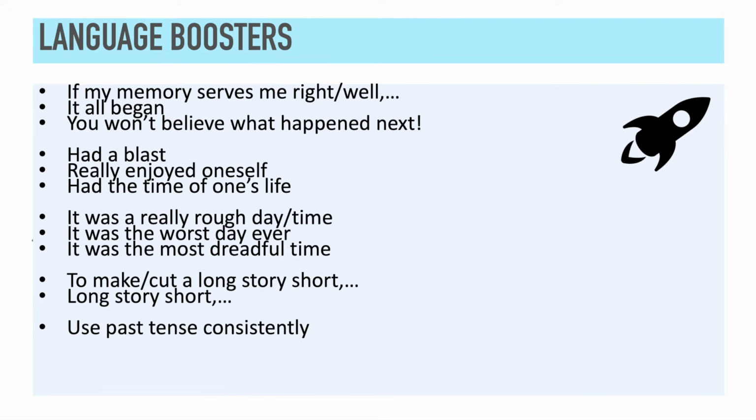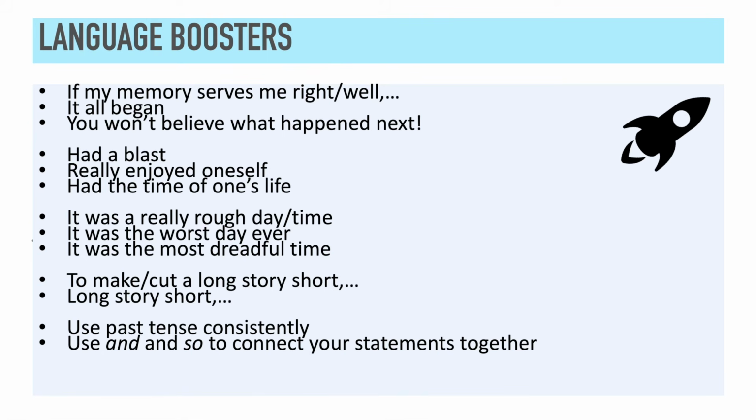Remember, this part of the CELPIP speaking test is all about using the past tense consistently. So pay close attention and make sure you're using the verbs all in the correct tense. Finally, use "and so" to connect your statements together. You don't need to use other kinds of linkers. In spoken English, especially when we're talking about events that have happened in the past, it's very common to use "so" and "and" repeatedly. Also, speakers tend to stretch out these words to add some time and to make it sound more coherent.